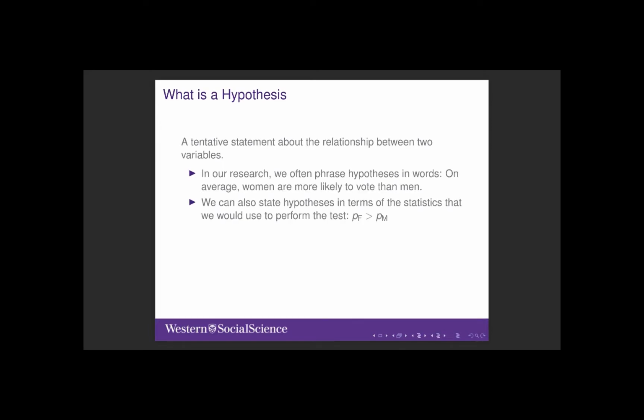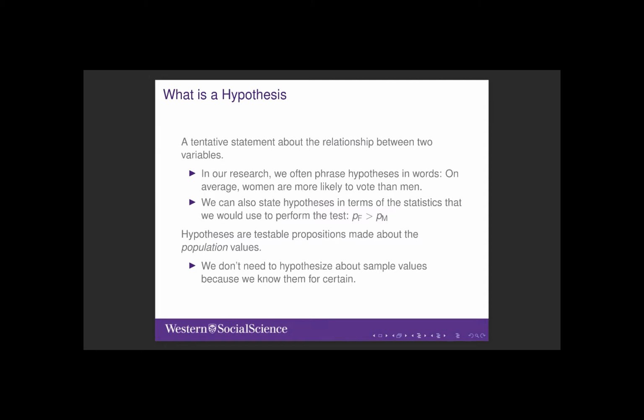We can also state hypotheses in more precise mathematical terms, identifying the parameters from a statistical investigation that we might use in a hypothesis test. The hypotheses that we make in a statistical analysis are always about population quantities. We don't need to hypothesize about our sample quantities. We know what those are in our sample for certain. What we don't know is what those sample quantities tell us about the population. It's the population quantities about which we have to make some sort of inference.